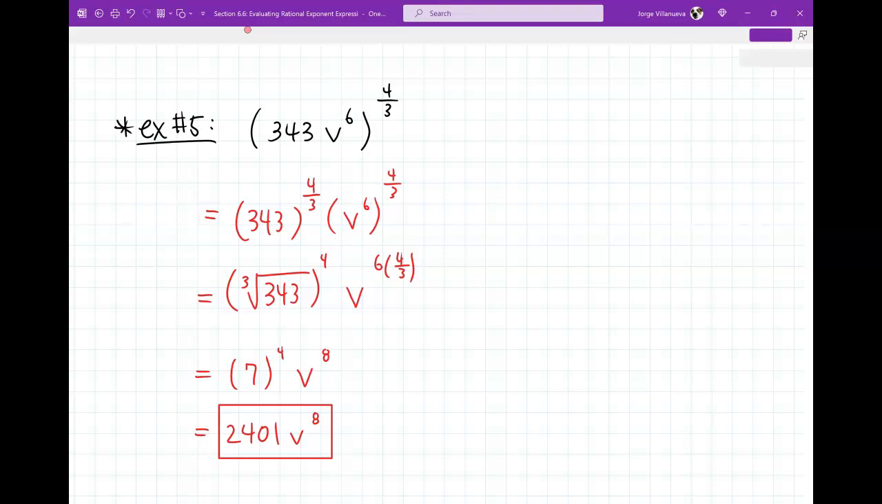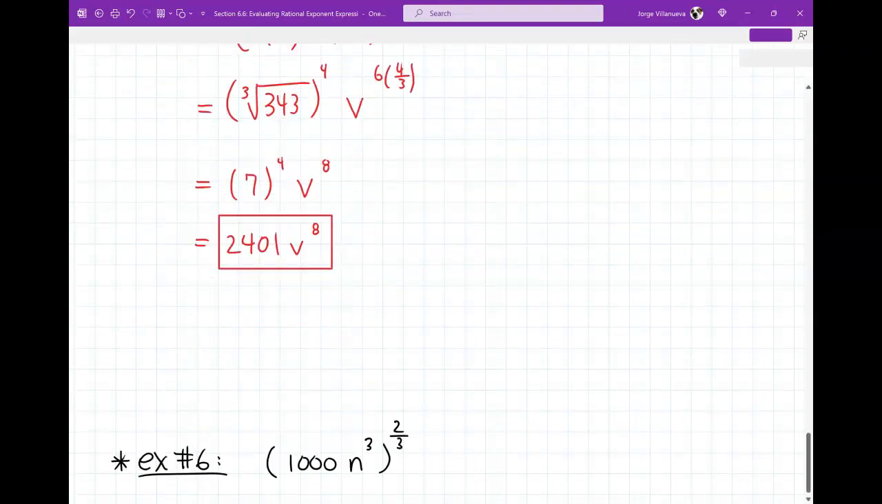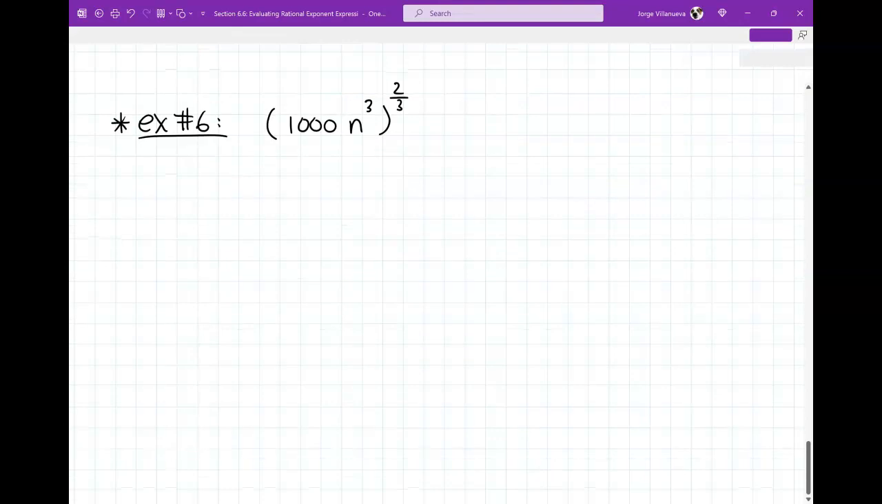We got one more of this. I'm trying to do the ones that look scary. This is the scariest looking one. And they look scary, but they're not terrible. I think your answer is 100 n squared, but I'm not sure. I think it is. So we have 1,000 n to the third to the 2/3 power. Notice a product on the inside taken to a power. That means you got to distribute that power. So this is going to be 1,000 to the 2/3 n cubed to the 2/3.